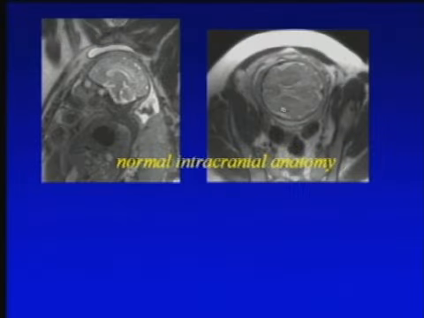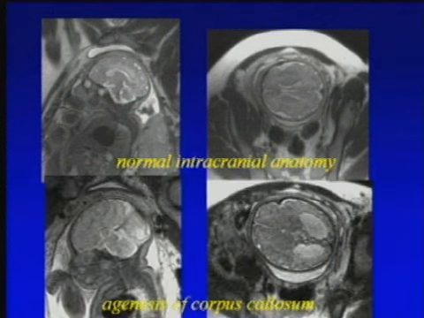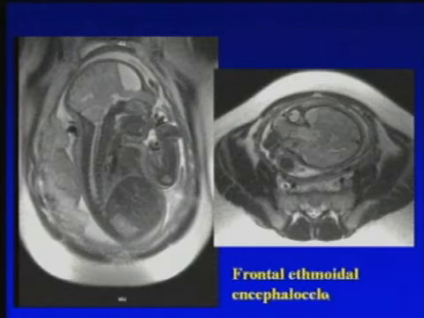Here's a normal fetal brain in the late second trimester. On the other hand, here's a fetus with agenesis of the corpus callosum. We see no corpus callosum, and we see the dilated occipital horns of the lateral ventricles, consistent with colpocephaly.